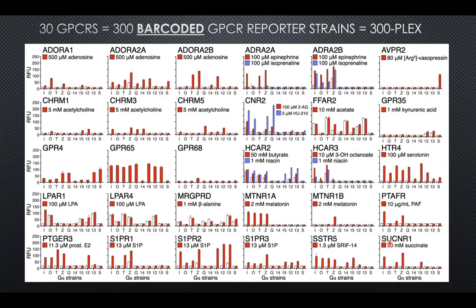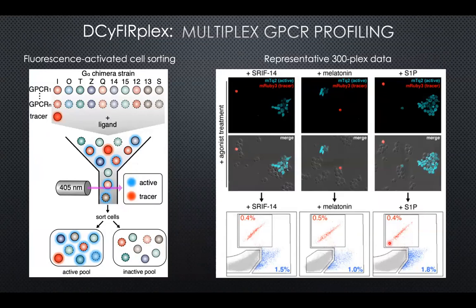Many of you can now imagine the next technical step we took to innovate this system. And that is, we took all the strains together from the freezer and combined them together into a multiplex experiment, and we call this DCYFIRplex. And this is how this is done.